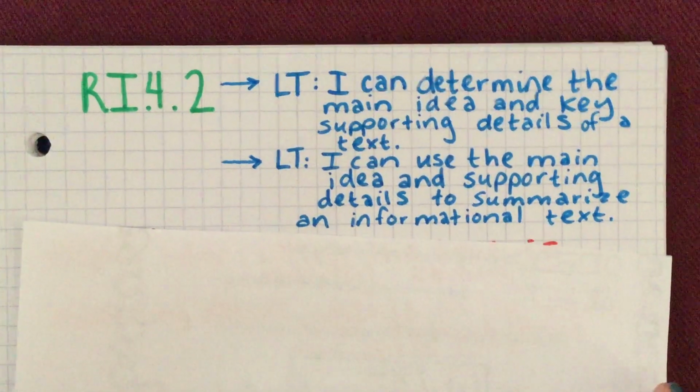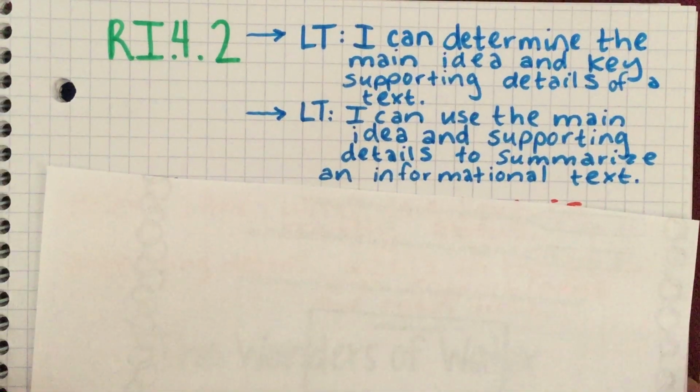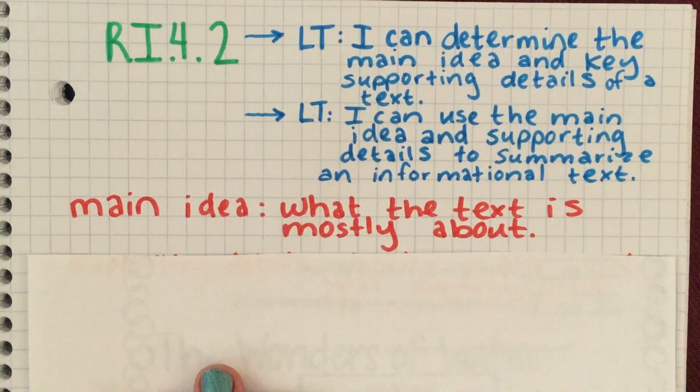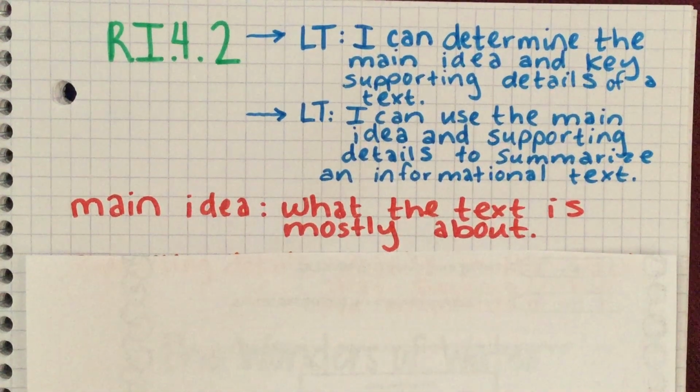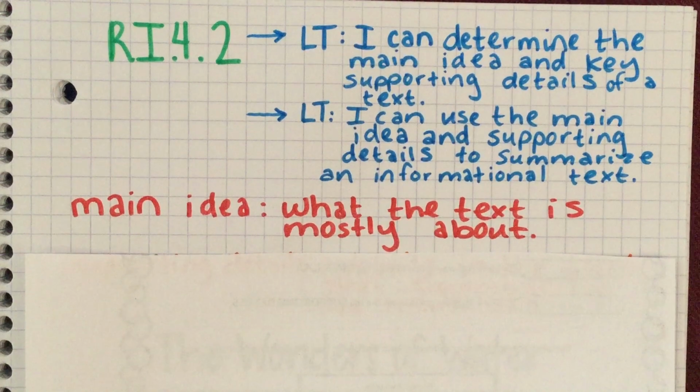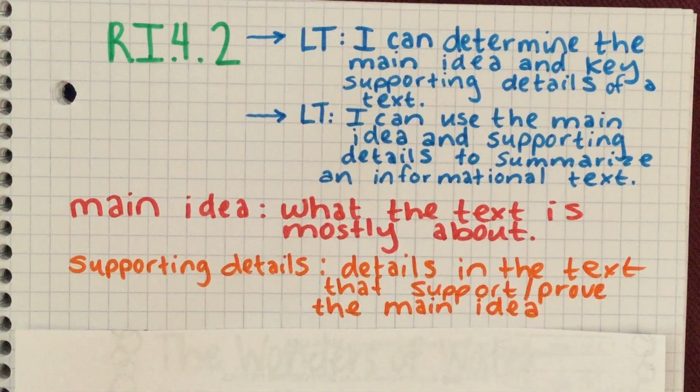So the first thing we're going to do is break down this target by looking at the important vocabulary. The first vocabulary word, again, oldie but a goodie, is main idea. I'm sure you already knew this definition, so just take a moment and read it. The main idea is what the text is mostly about. So whatever the text is that you're reading, the main idea is what's the big picture? What's it mostly about? And then of course, our supporting details are those details in the text that support or prove the main idea. They prove that the main idea is in fact the main idea because those details are all connected to it.